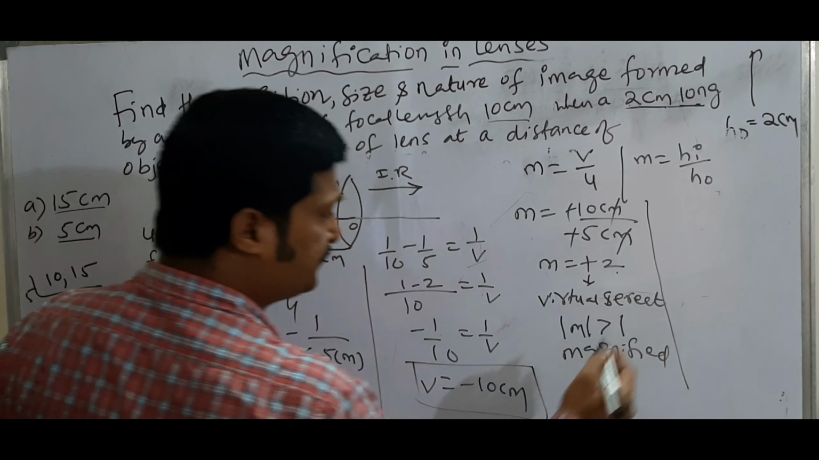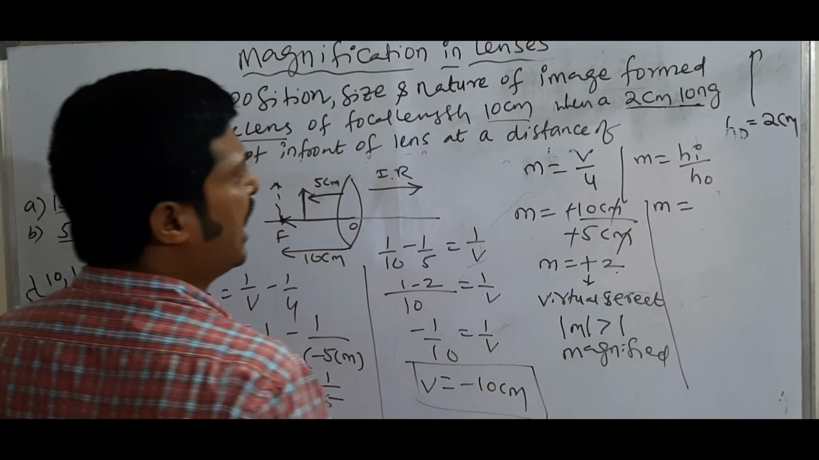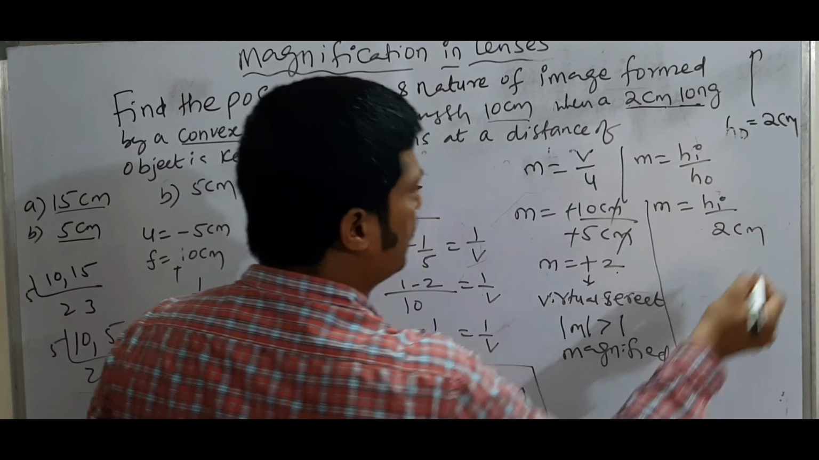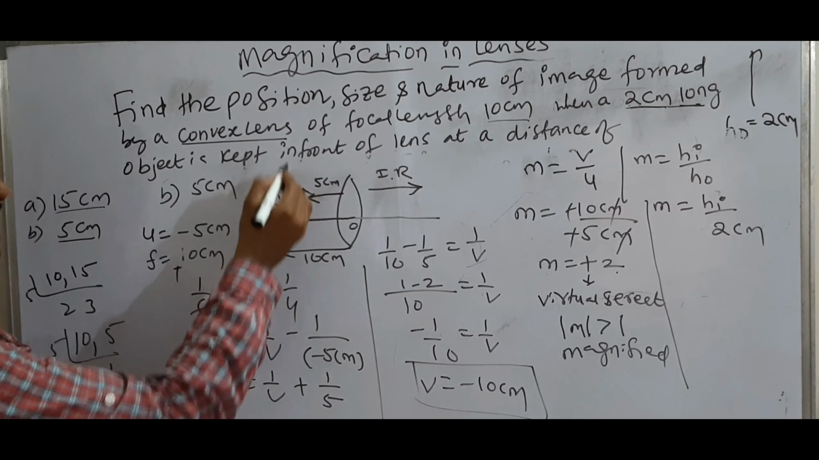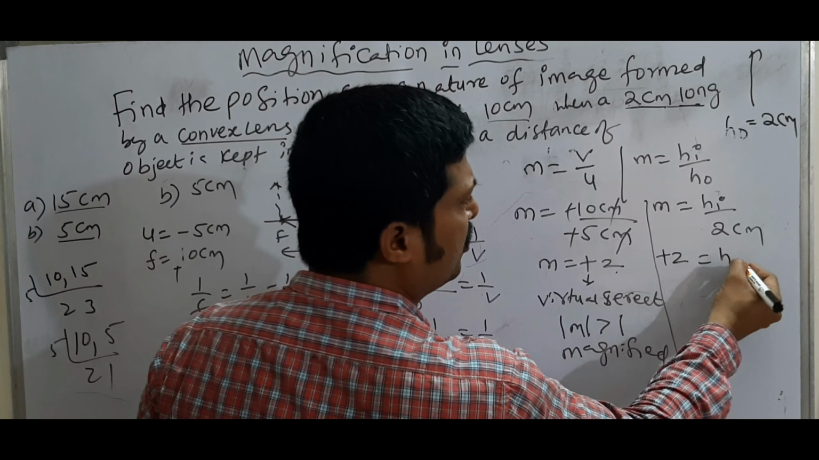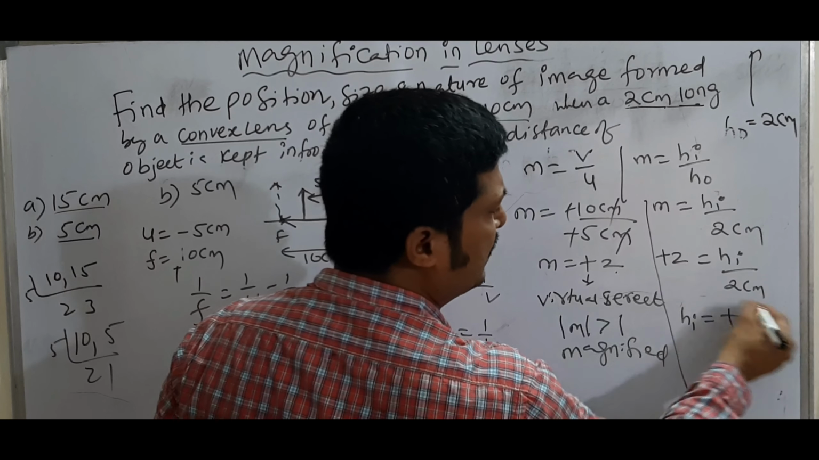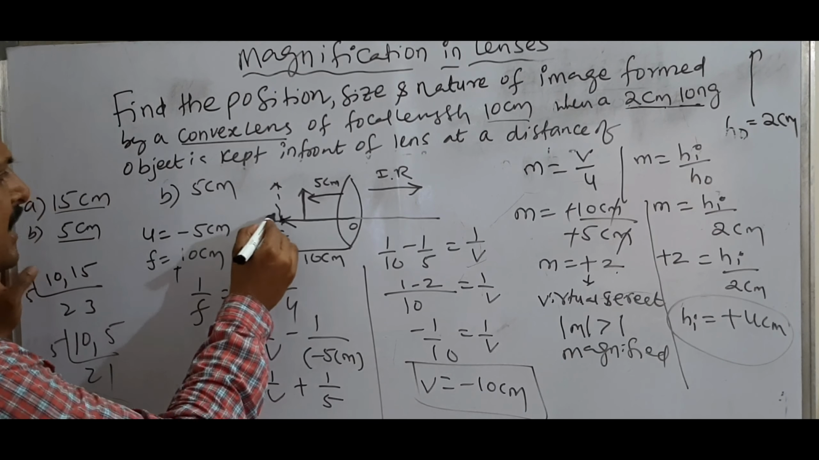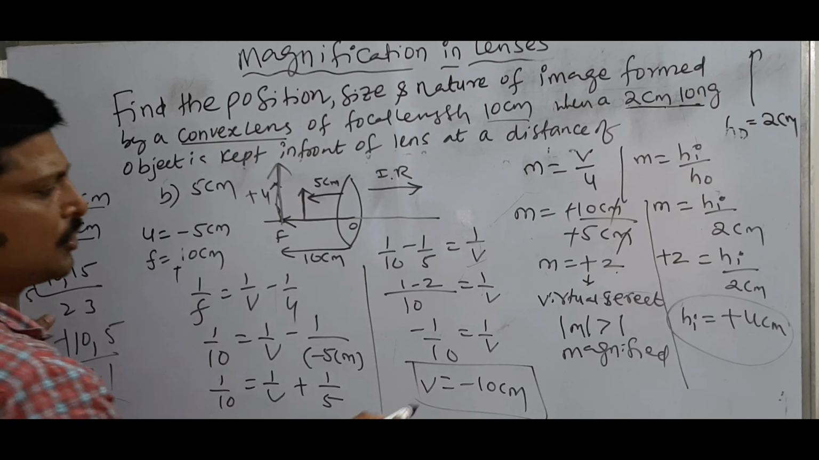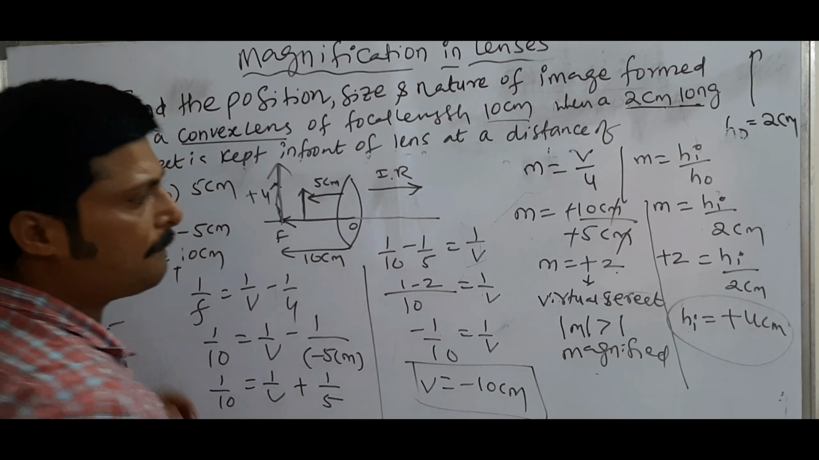Then calculate the size of the image. Magnification is equal to height of image by height of object. The height of object is plus 2 centimeters because it is above the principal axis. We already calculated that magnification is plus 2. So plus 2 equals height of image by 2 centimeters. Height of image is plus 4 centimeters, which means above the principal axis. So the image is virtual, erect and magnified, and the height of image is plus 4 centimeters.